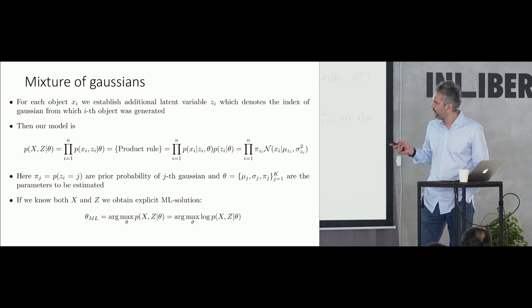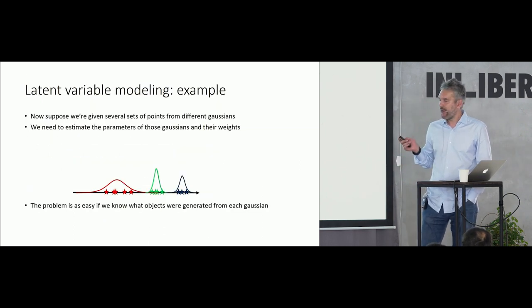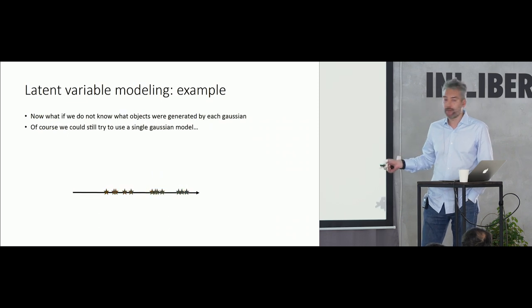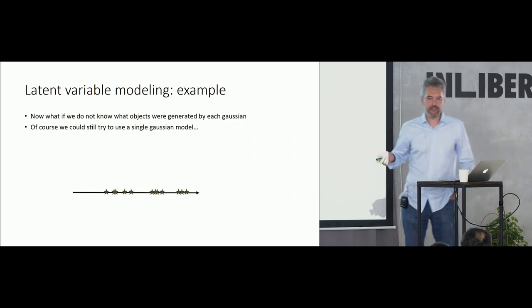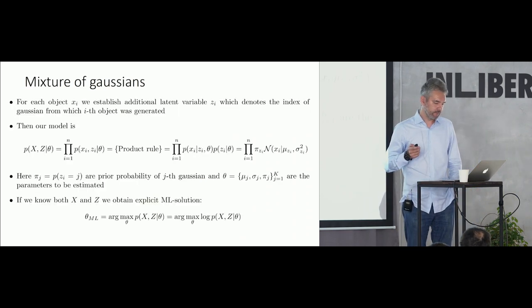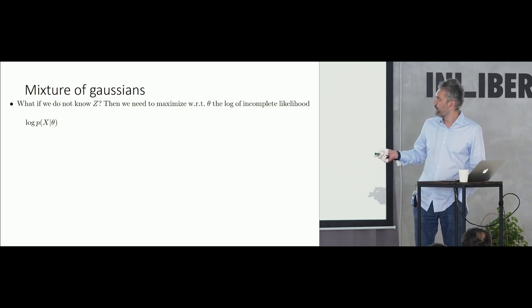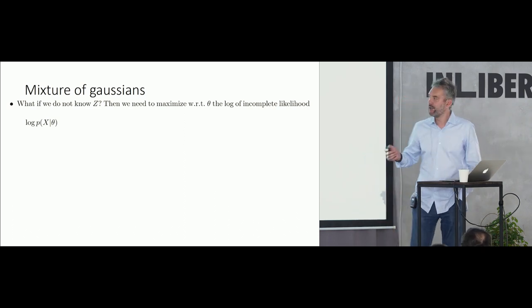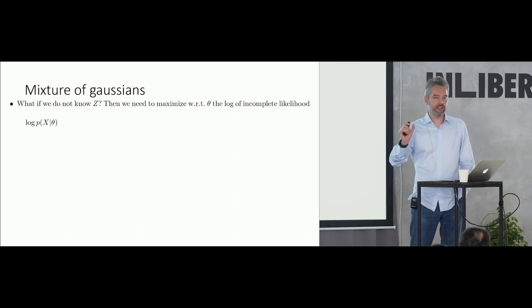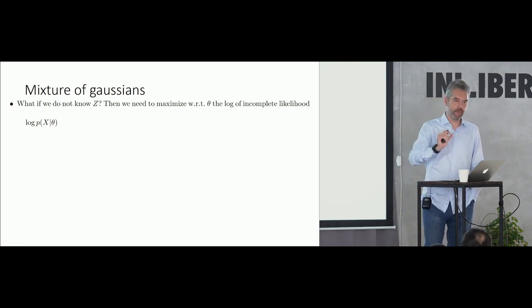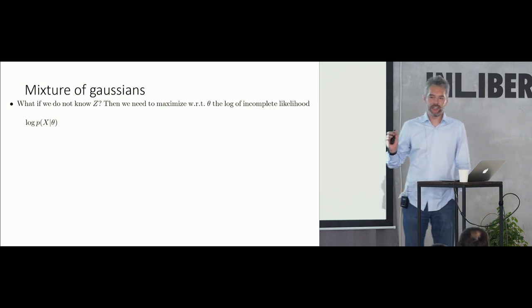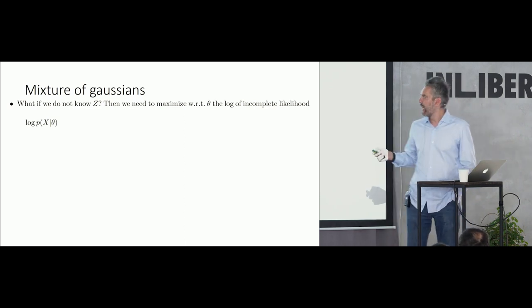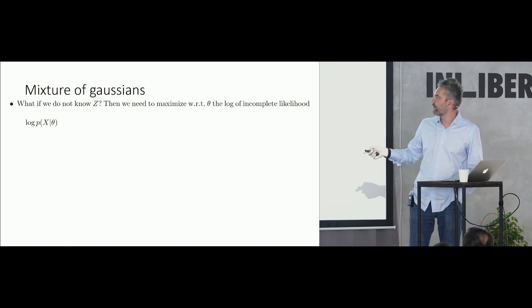But this was our second example, this one. And now the question is how to solve this problem, where only x is observed and z is not known at the training stage. And then we need to be able to maximize this function known as incomplete likelihood. And it's usually called incomplete to stress that not everything is observed, that in our training data there are latent variables. If we knew them, it would be complete likelihood, and the solution could be obtained in closed form. Now there are latent variables, so this is incomplete likelihood.